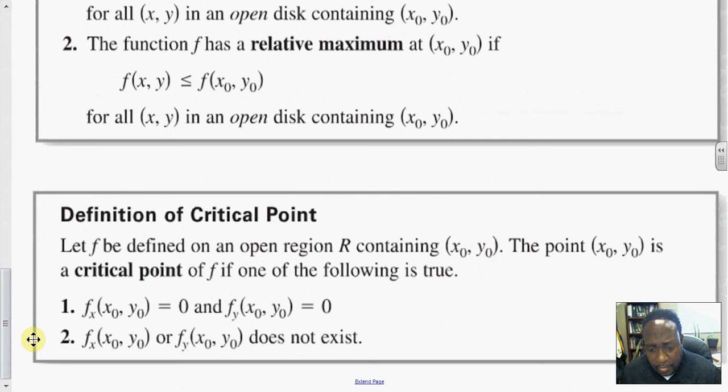Same definition: let f be defined on some open region containing x naught, y naught. The point x naught, y naught is said to be a critical point if one of two things happens. The first is that the partial derivative of f with respect to x at that point is equal to 0, and the partial derivative of f with respect to y at that point is equal to 0. Or the second, that the partial derivatives at that point do not even exist. Either way, we call x naught, y naught a critical point.